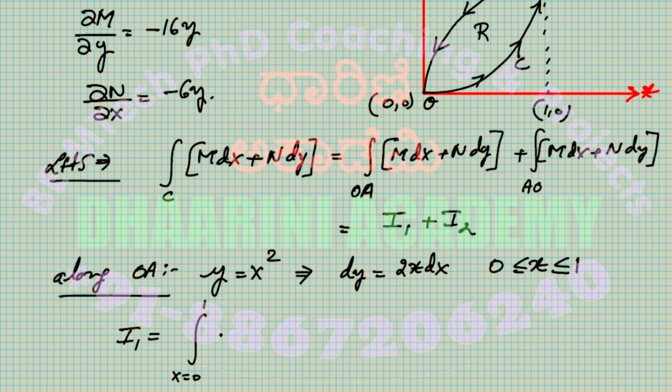So the point here is convert the whole m dx plus n dy into something into dx. That's all. That's the only solution, because I have x equal to 0 to 1 as my limit, right? Let's try to do that.